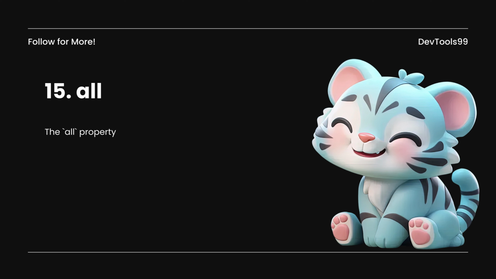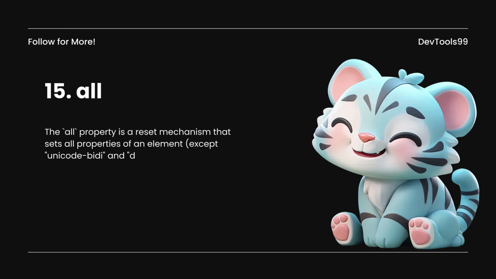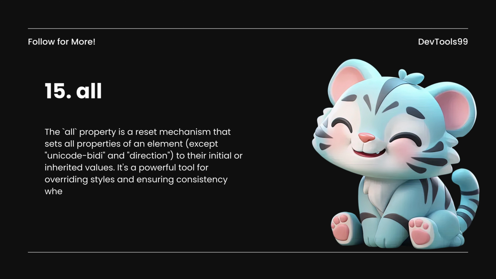15. All. The all property is a reset mechanism that sets all properties of an element except unicode-bidi and direction to their initial or inherited values. It's a powerful tool for overriding styles and ensuring consistency when starting to apply new styles to an element.